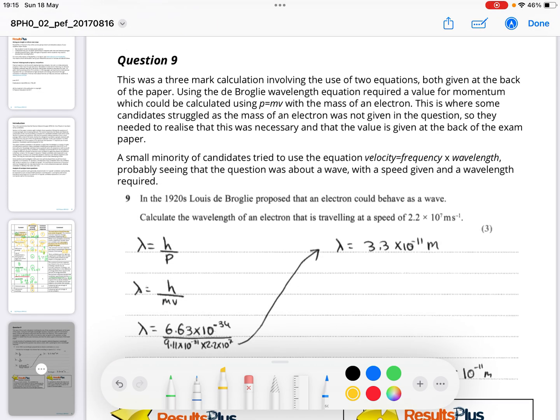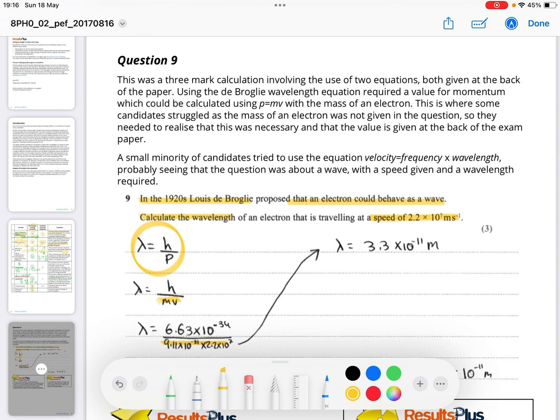Question 9, it will be easier to go through the structured questions, because the question is in the examiner's report. It says, in the 1920s, Louis de Broglie proposed that electrons could behave as waves, which we know, yeah? And they just want you to calculate the wavelength. So this is a student's work, and the student got full marks. So lambda is h over p, where p is mv. So you multiply the mass of an electron by the velocity, which is given to you in the question.